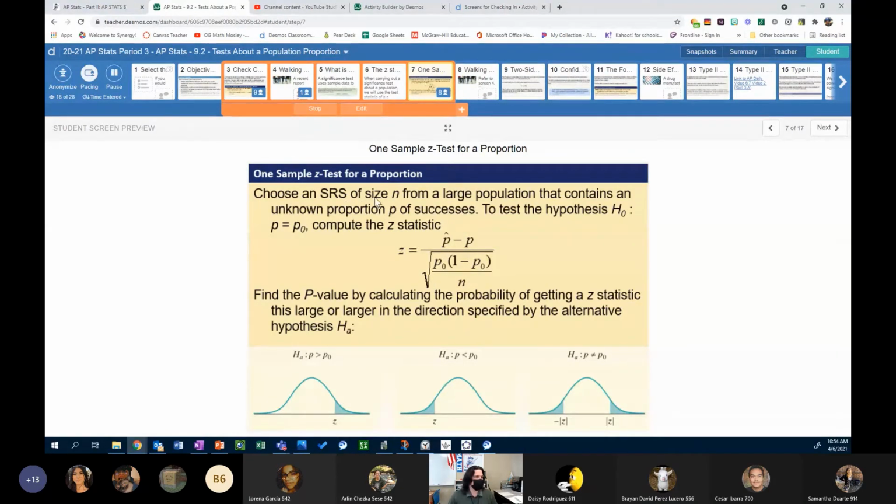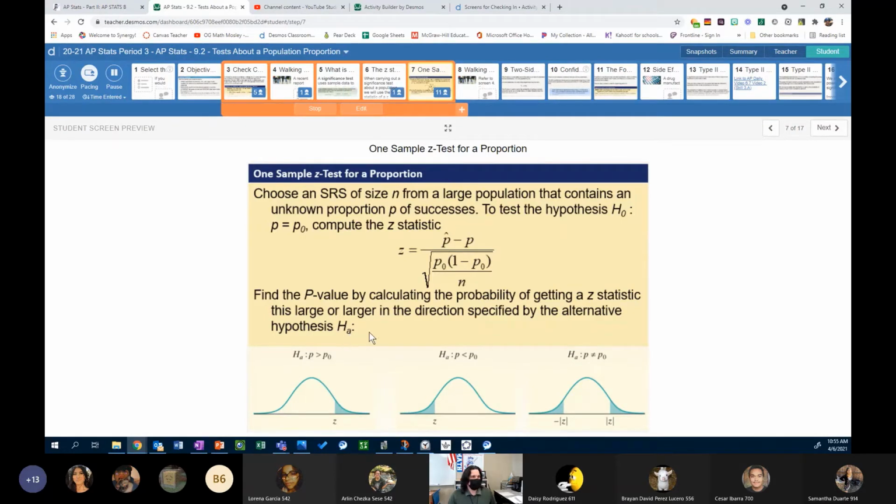We're going to choose an SRS of size n from a large population that contains an unknown proportion p of successes to test the hypothesis H naught such that p equals p naught. Compute the z statistic: z equals p hat minus p naught, divided by the square root of p naught times 1 minus p naught, divided by n. We then find the p-value by calculating the probability of getting a z statistic this large or larger in the direction specified by the alternative hypothesis H sub a.